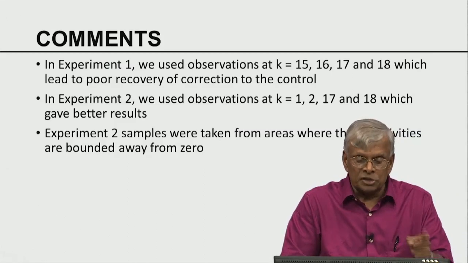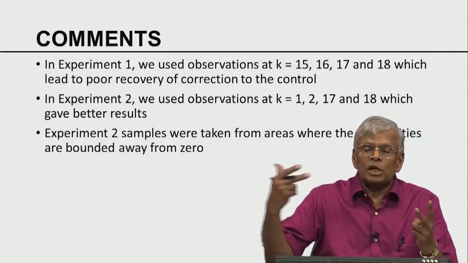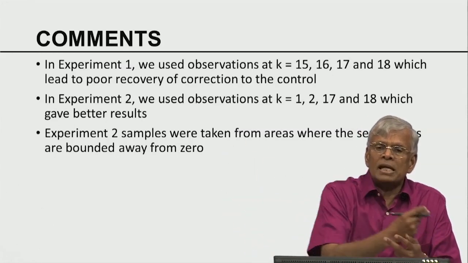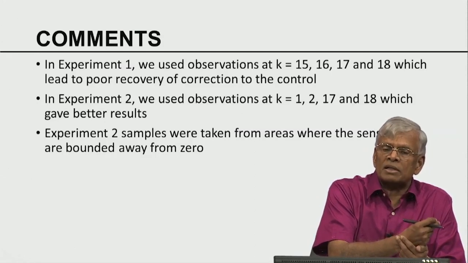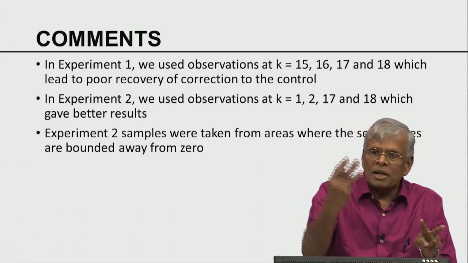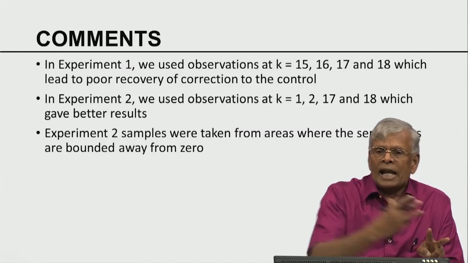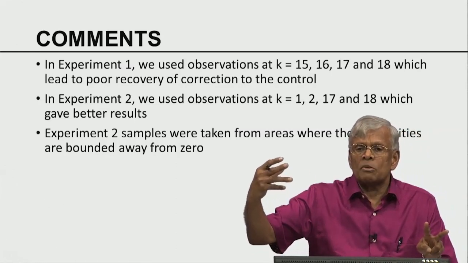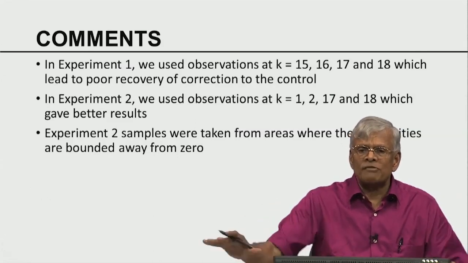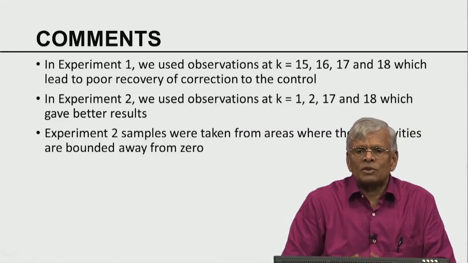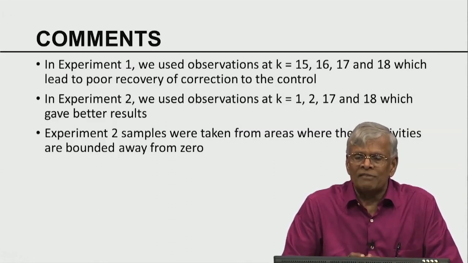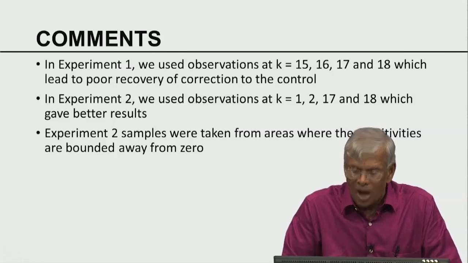The moral of the story in experiment 2 is that I had two observations in the beginning and two observations in the end. In the end, the boundary condition sensitivity is large. In the beginning, the initial condition sensitivity and the parameter sensitivities are quite good. So the initial observations help you derive information on the initial conditions and the parameters. The latter observations help you derive information about the boundary condition. So by having a combined distribution initially and finally, we are able to maximize the transfer of information from observation to the control. That's why we saw in experiment 2, the recovery was much better than in experiment 1.